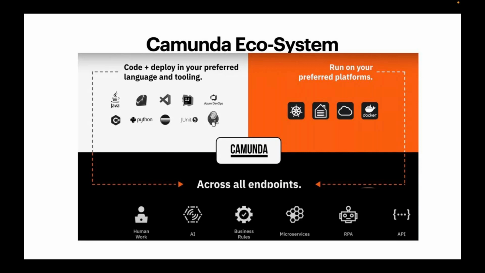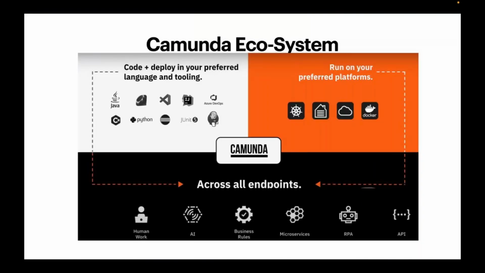Now, when you want to integrate, Camunda provides integration with possibly all the endpoints, and that is why it is also known as universal orchestration. You can integrate with human tasks. If you want to automate something which is being done by end users, you can do it. You can write your business rules. You can have an integration with AI. You can have an integration with microservices. You can do the integration with APIs and RPA. So you just think about it. They have connectors and an integration platform available for doing the orchestration of your work.